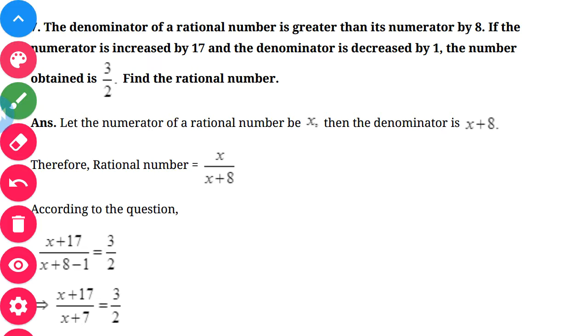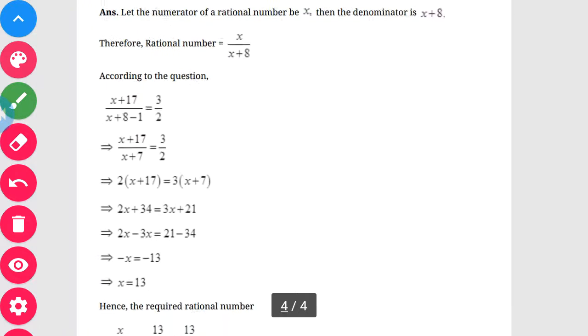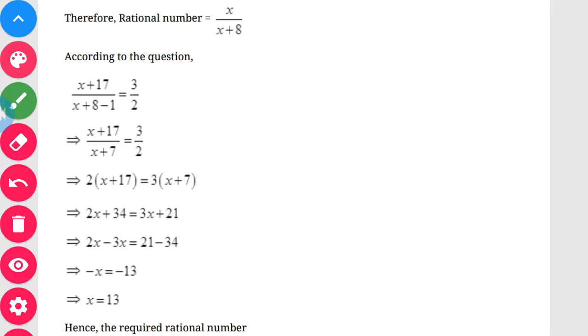Let the numerator of the rational number be x and the denominator x plus 8, because they are telling us it is greater than the numerator by 8. Next, if the numerator is increased by 17, the denominator is decreased by 1, and the number obtained is 3 by 2. So 8 minus 1 is nothing but 7. That's what we are getting here.